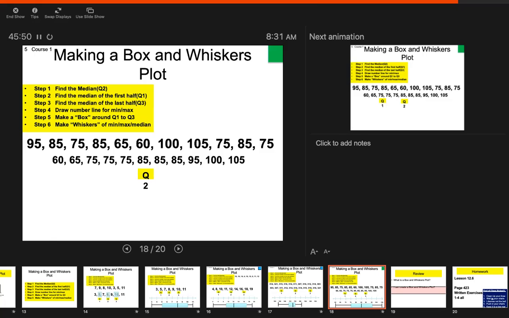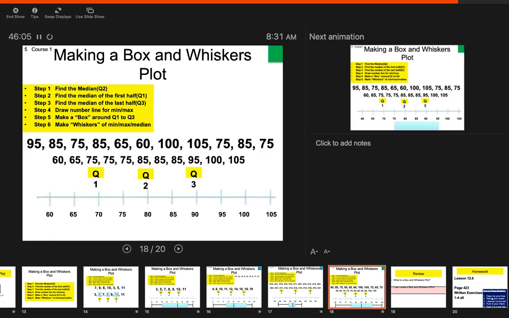For the first half, it's 75. For the second half, it's 95. I need a number line that goes from the min to the max. The min is 60, the max is 105. I'm going to go from 60 to 105, counting by 5s. I did 60. Going 60 to 110, counting by 10s as well, that would work too.